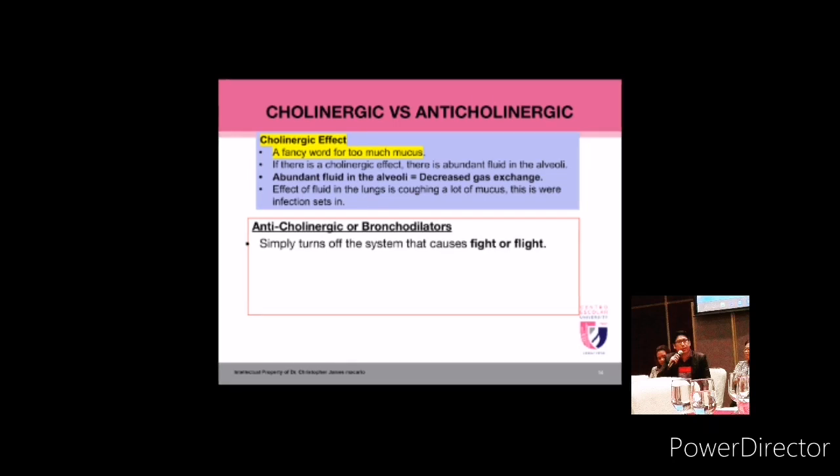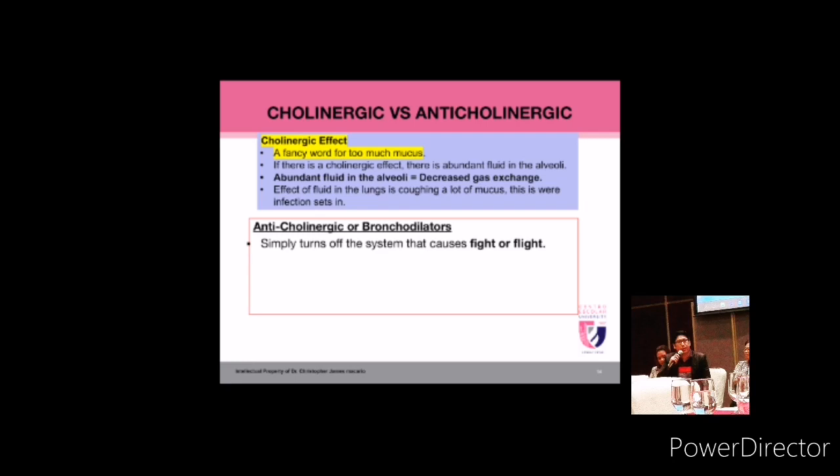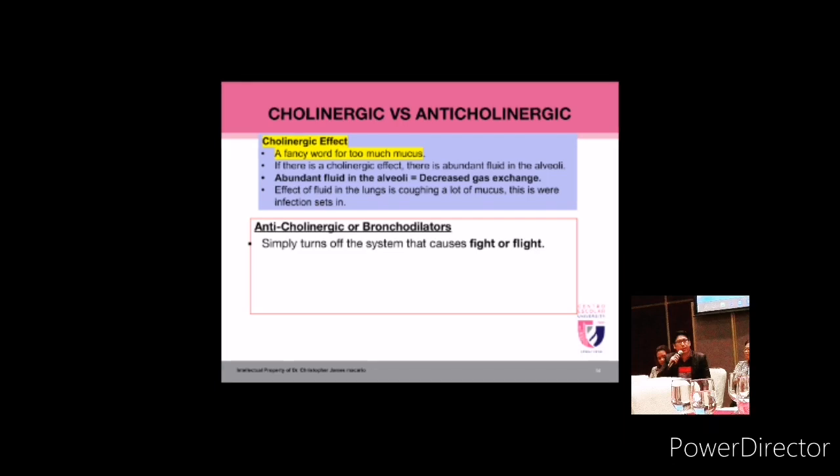Kahit ito lang yung tandaan mo, cholinergic effect is just a fancy word for too much mucus. Repeat, it's just a fancy word for too much mucus. Pag marami kang sipon, or if you have fluid in your lungs, mga ganyan, produced by, of course, your body, ito yung sinasabi nating cholinergic effect. If there is a cholinergic effect, there is an abundant fluid in the alveoli.